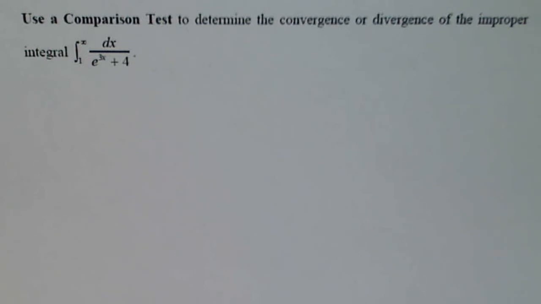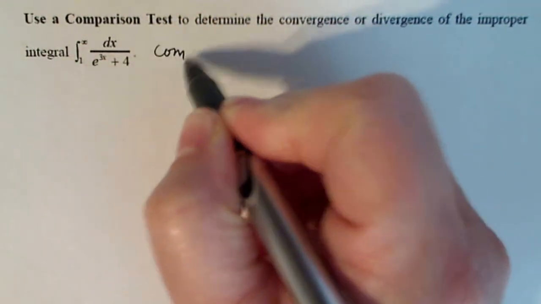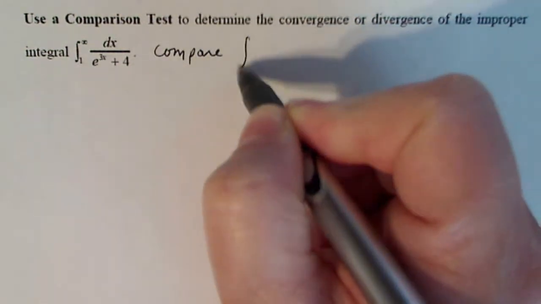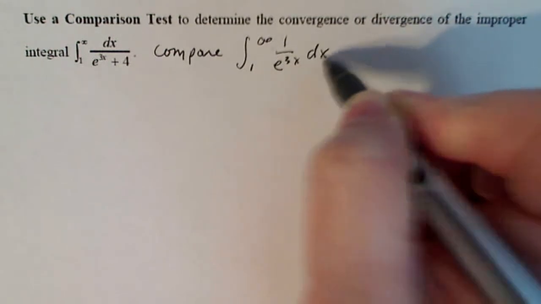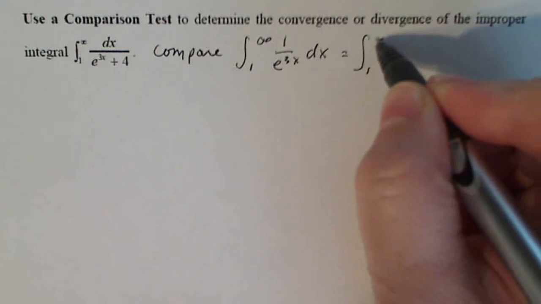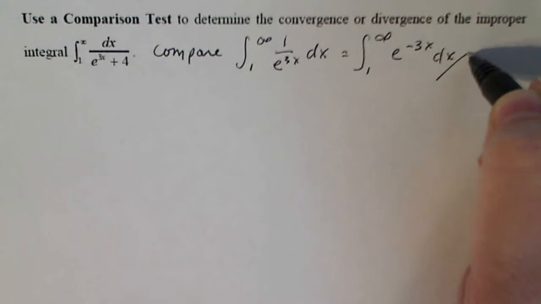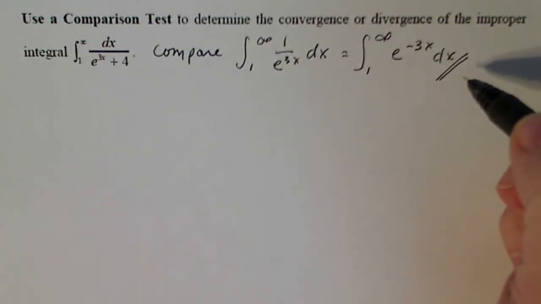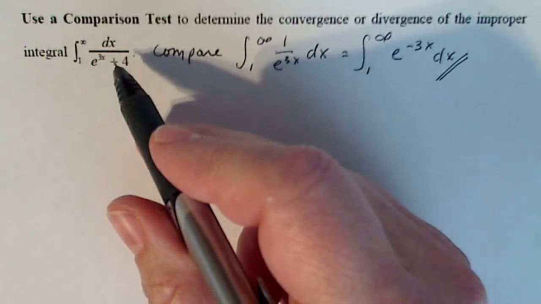We're going to use a comparison test to determine whether or not this integral converges or diverges. So my first inclination, now that you can see this is improper because this is 1 to infinity, is to compare this to the integral from 1 to infinity of 1 over e to the 3x dx, or you can rewrite that as the integral from 1 to infinity of e to the minus 3x dx. So now I'm going to integrate this one to see if it converges or diverges, and then determine whether or not that will be helpful in determining the convergence or divergence of this one.